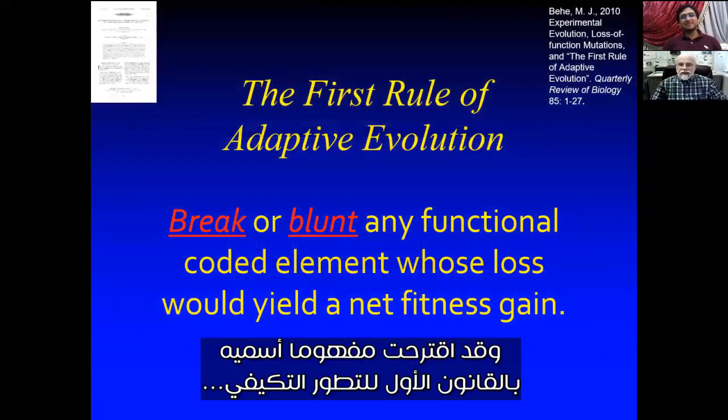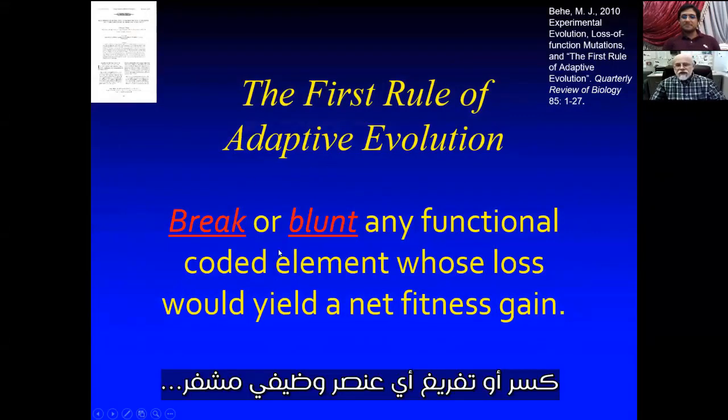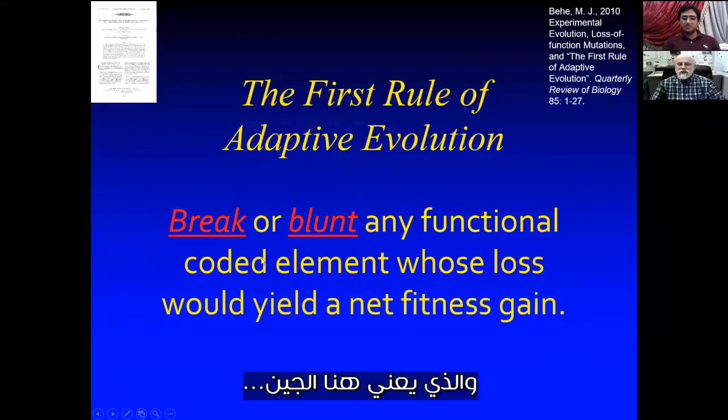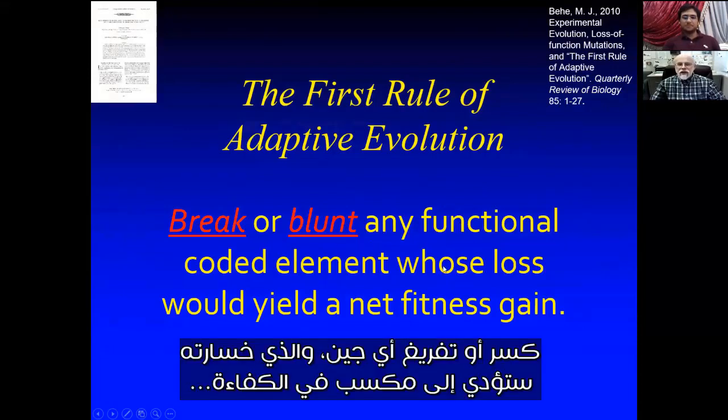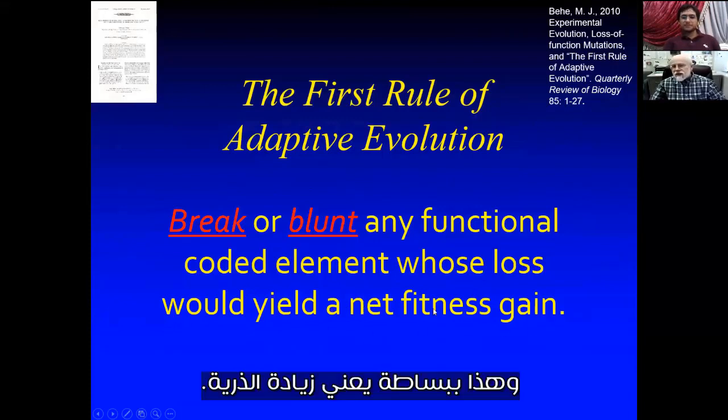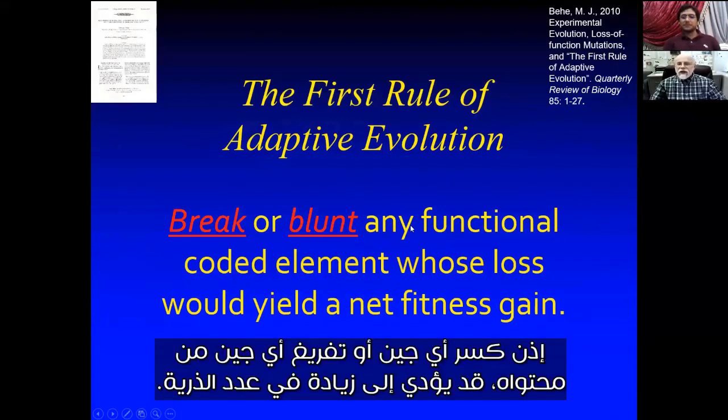That's amazing. And I came up with something called the first rule of adaptive evolution. Break or blunt any functional coded element, which just means a gene. Break or blunt any gene whose loss would yield a net fitness gain. And that just means more offspring.